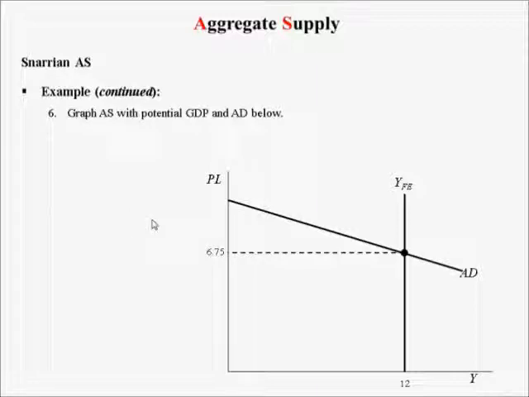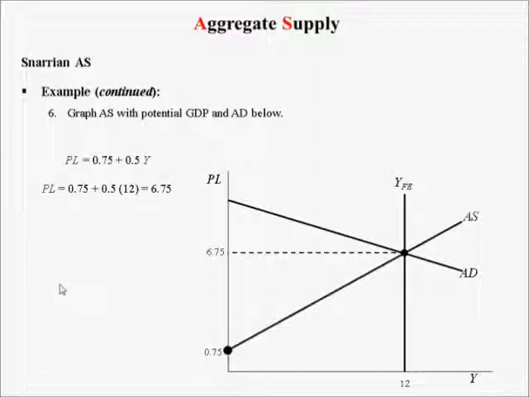Now we want to graph aggregate supply with potential GDP and aggregate demand below. So aggregate demand is from the first part of this lecture. Full employment output is from the second part of this lecture. And then we have aggregate supply. Aggregate supply passes through the point corresponding to 12 and 6.75 thousand dollars. So in this scenario, the equilibrium GDP level is equal to full employment output. Therefore, unemployment is equal to the natural rate, and we're on the production possibility frontier.